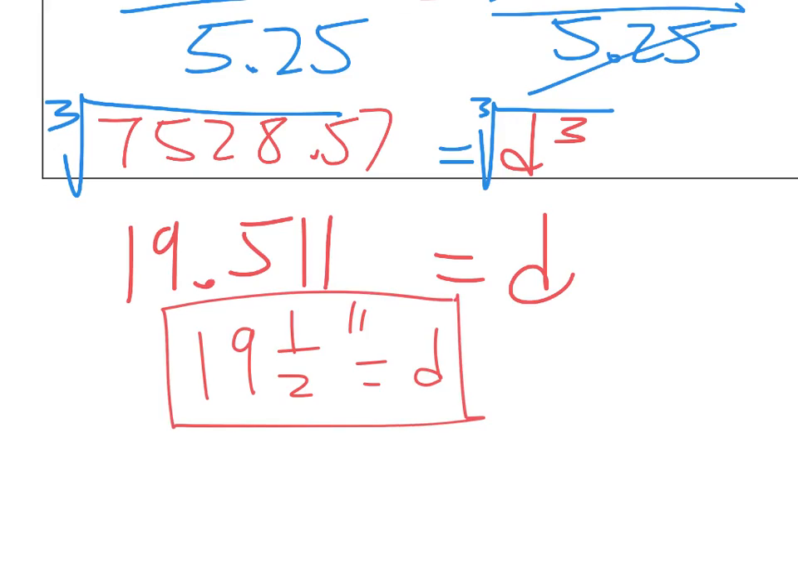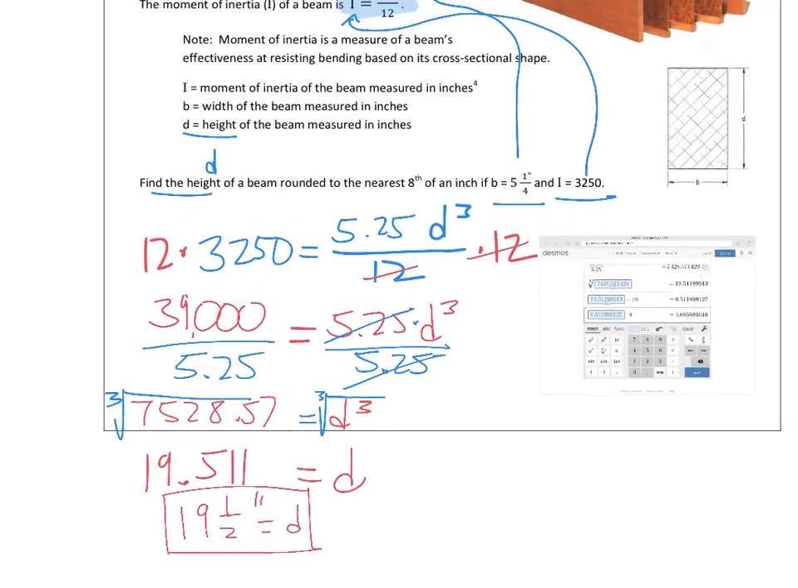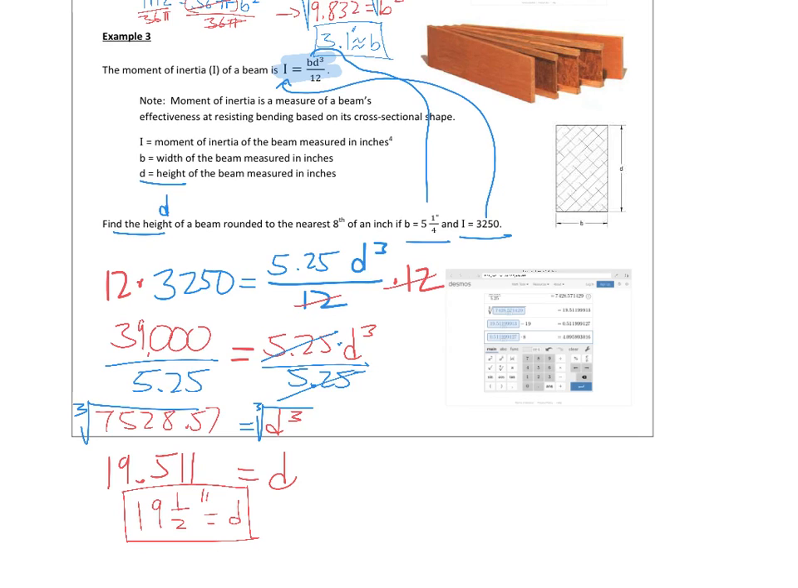So that's how tall of a beam we need if we want this moment of inertia here. All right, well, there it is. We got rid of the denominator. We divided, and then the new thing is the opposite of cubing is cube root. Hopefully that gives you an idea of how to work with these equations, dealing with squares and cubes and undoing them with square roots and cube roots.